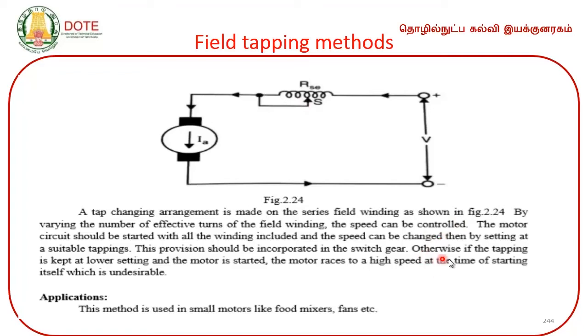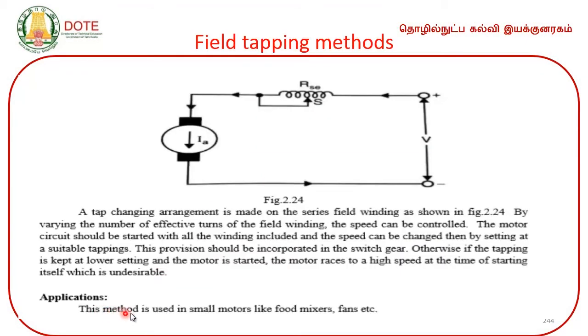Otherwise, if the tapping is kept at lower setting and the motor is started, the motor races to a very high speed at the time of starting itself, which is undesirable. This effect we have already seen in the characteristics, that is speed current characteristics of DC series motor, because the series motor is not supposed to start at no load. We cannot afford to start the DC series motor at no load, because the speed will be much higher.